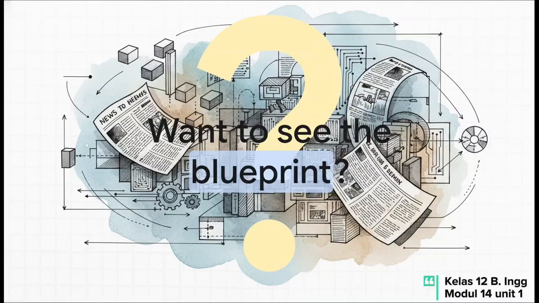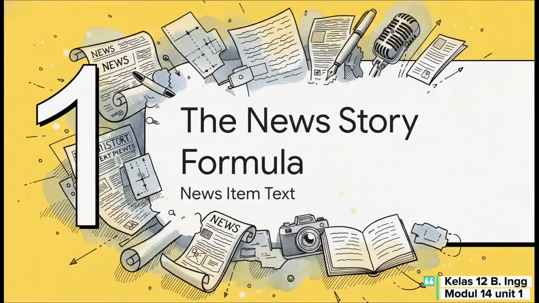So, you ready to see it? Let's break down the blueprint that shapes pretty much every single news story you read. It's like learning to see the code behind the matrix of the news. So this blueprint, it actually has an official name. It's called the News Item Text.